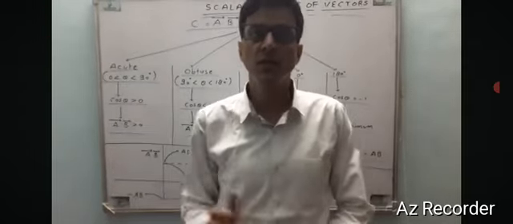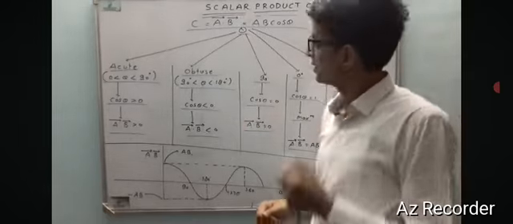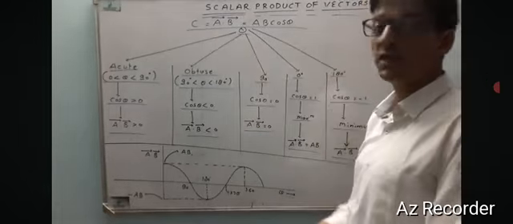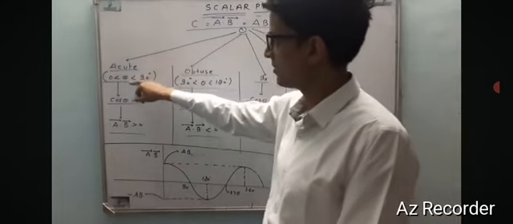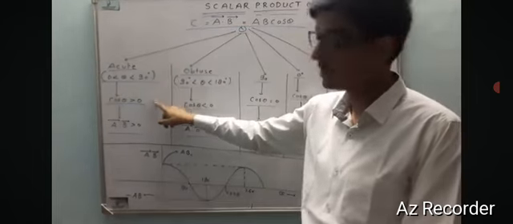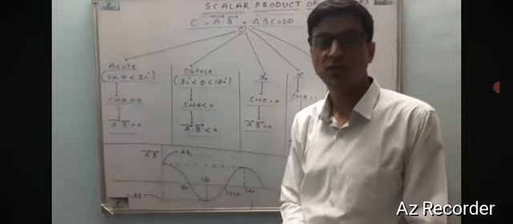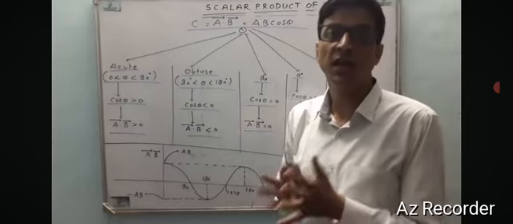Today we will discuss the scalar product of vectors in terms of angle. Let's suppose that we define A dot B as AB cos theta. If theta is acute, that means it lies between 0 degrees and 90 degrees, then cos theta will be positive, then A dot B will be positive. So if the dot product is positive, then you can say that the angle between them is acute.